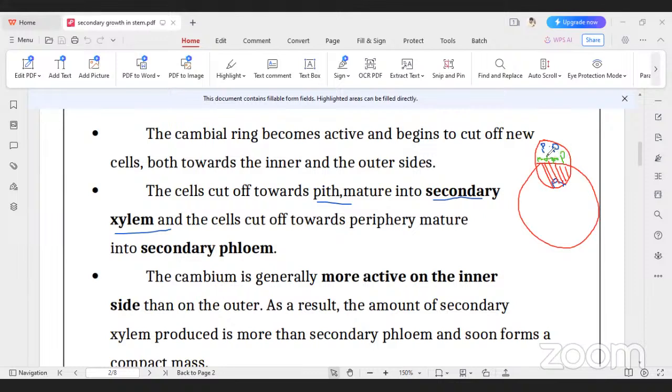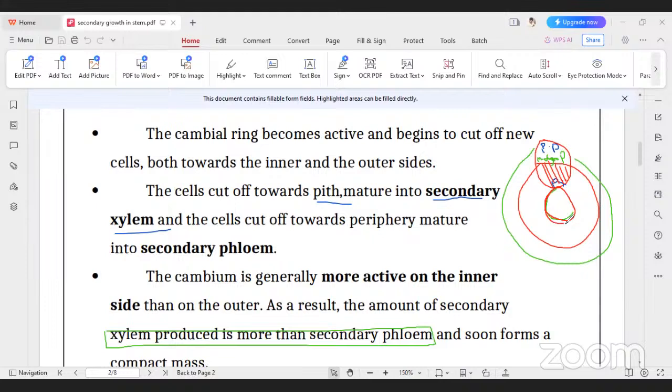Secondary phloem. So in this activity, the secondary xylem produced is more than secondary phloem, and it soon forms a compact mass. This outer part is completely secondary phloem, and the inner side, in a different color, is completely secondary xylem.